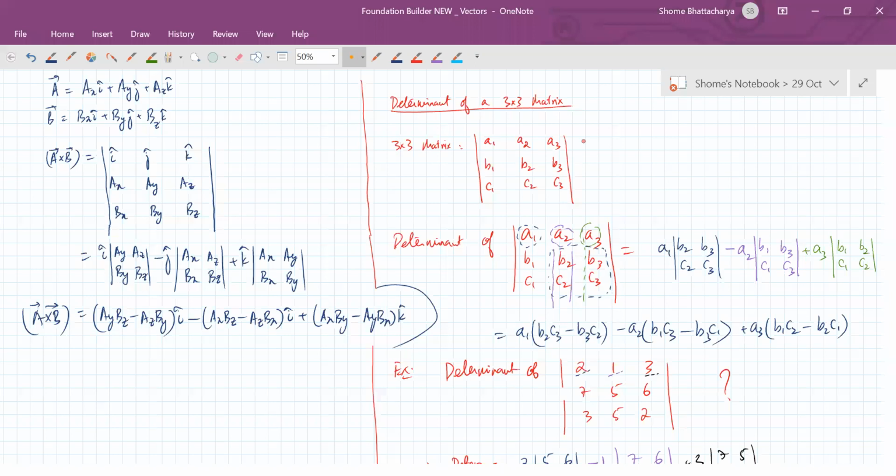Hope this is clear. At this level, we are only doing the cross product of two vectors at a time. But if there are three or more, then there will always be some bracket in the operation. Without that bracket, it won't make sense. The bracket will be solved first, then the cross product with the next one.